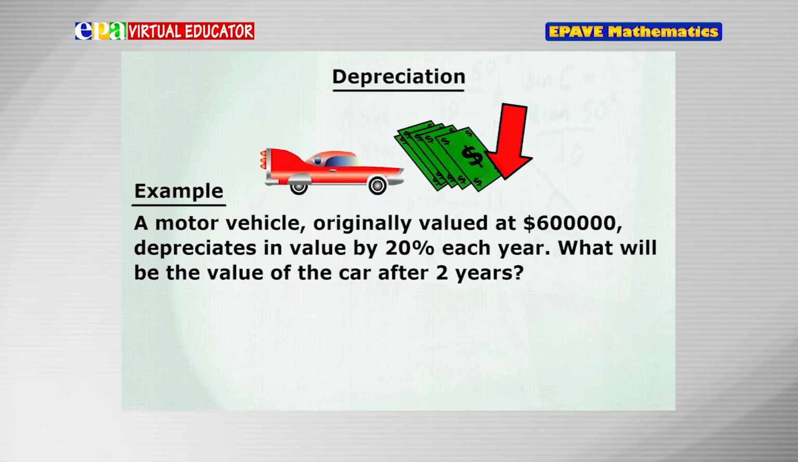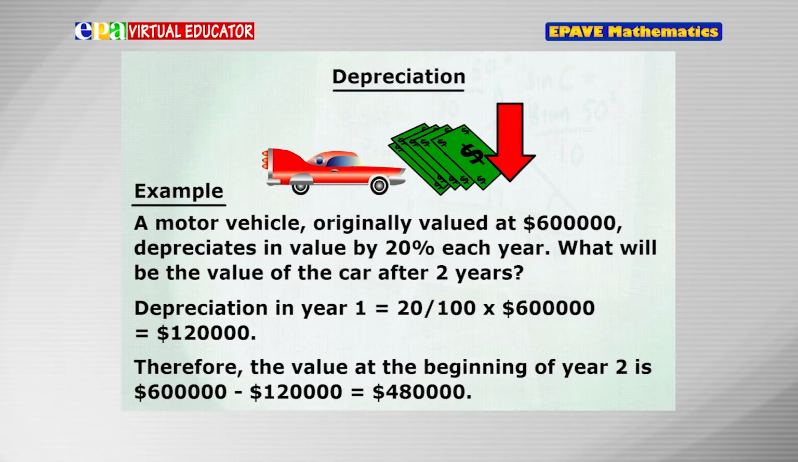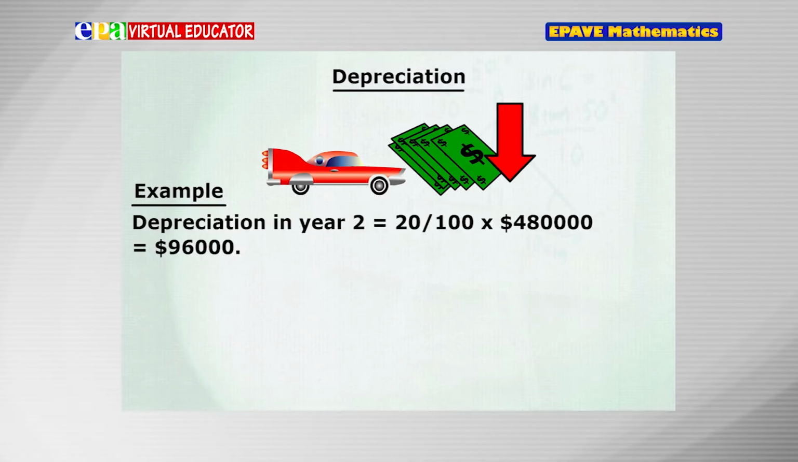Here's an example. A motor vehicle originally valued at $600,000 depreciates in value by 20% each year. What will be the value of the car after 2 years? Depreciation in year 1 is equal to 20 divided by 100, multiplied by $600,000, which gives $120,000. Therefore, the value at the beginning of year 2 is $600,000 minus $120,000, which is equal to $480,000. Depreciation in year 2 is equal to 20 divided by 100, multiplied by $480,000, which gives $96,000.